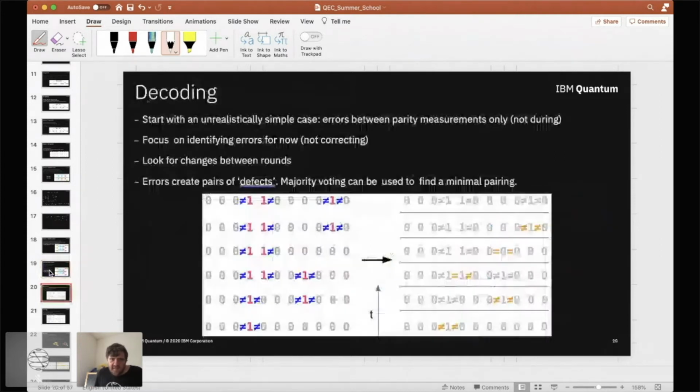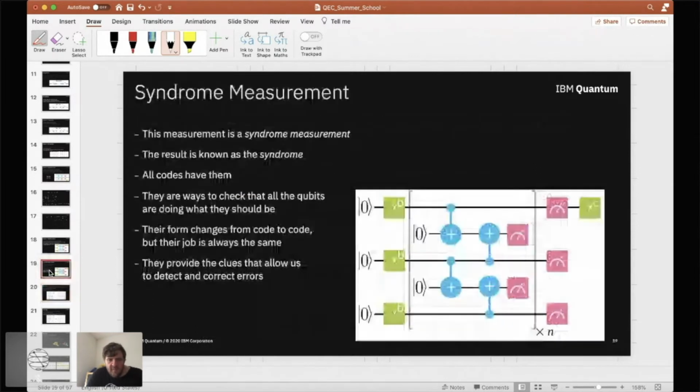Okay, so let's think more about decoding, and to do this, we can start with an unrealistically simple case. We're always getting more complicated in terms of errors. So we're assuming at the moment simple bit flips occurring at very particular points in time, and we're seeing how we can deal with those, and then we generalize to more complex errors over time. So at the moment, we have this circuit, where I should actually explain this a little bit more.